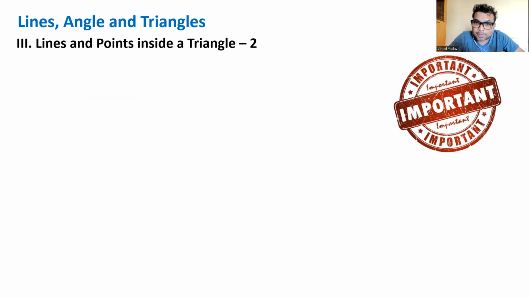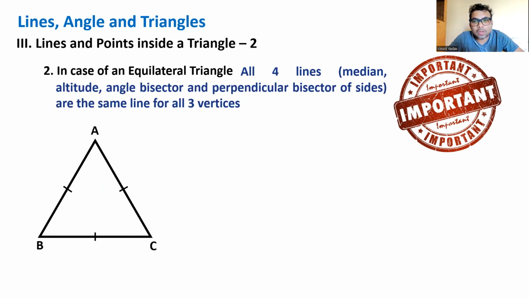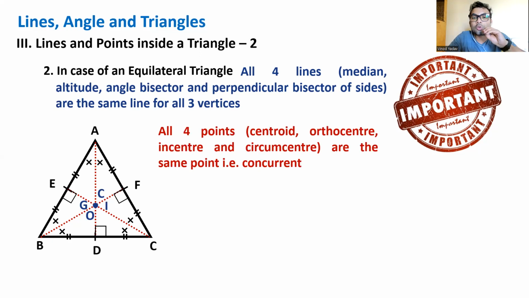Okay. Similarly, in case of an equilateral triangle, all the 4 lines, that is median, altitude, angle bisector, and perpendicular bisector, are the same line for all 3 vertices. So this AD is everything. AD is all 4, BF is all 4, CE is all 4. Okay, it means all the 4 points will be one and the same. They all will coincide. All right, champions, comfortable till here? Please keep revising again and again. Very important.